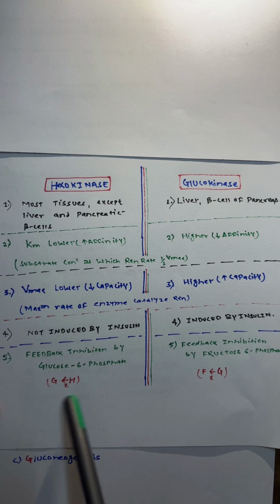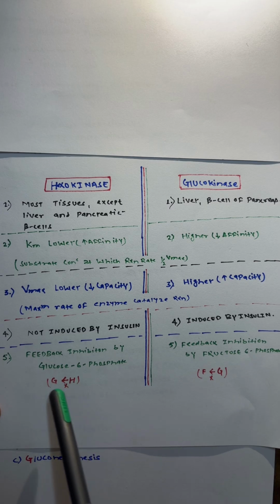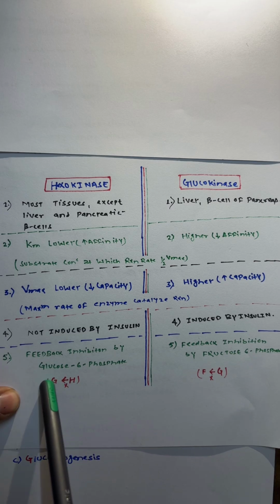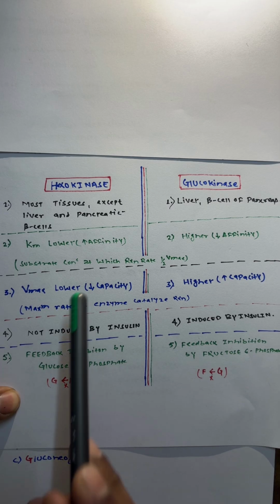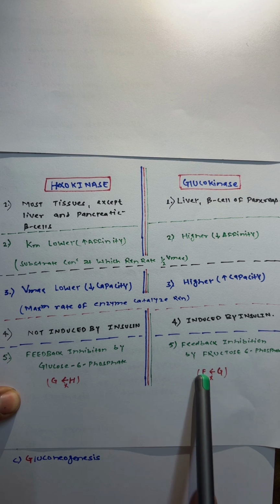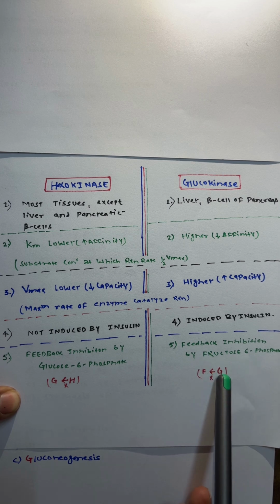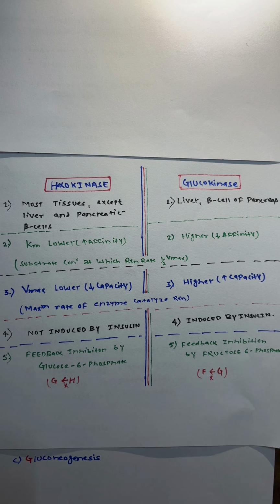We can remember it like this: before H, G comes. So glucose 6 phosphate inhibits hexokinase, and before G, F comes, so fructose 6 phosphate inhibits glucokinase. So that is it for today.